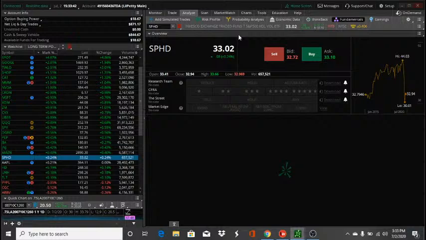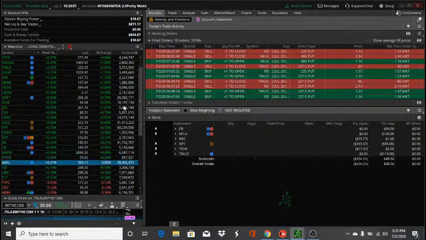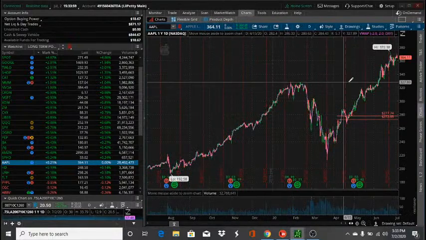But yeah, they follow their low volatility S&P 500 stocks, and they get paid out a monthly dividend, and it's a pretty high yield. So they focus on the low volatility, high dividend yielding stocks in the S&P 500. So I like that one right there.